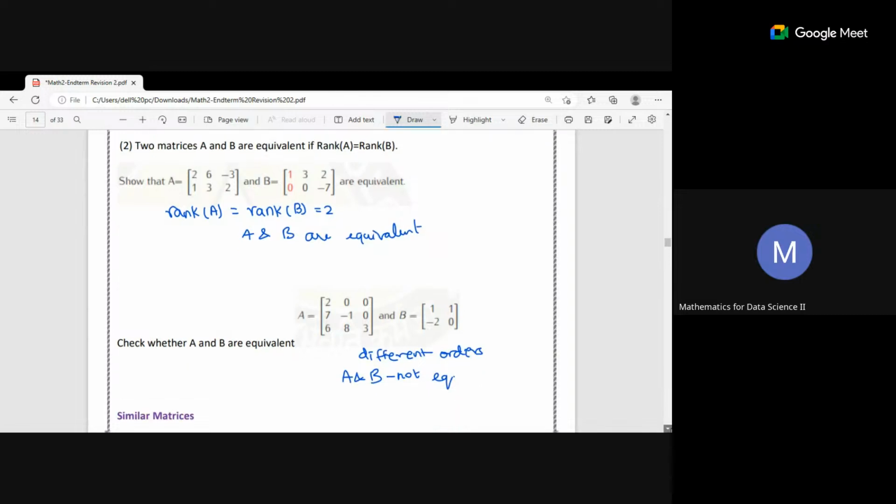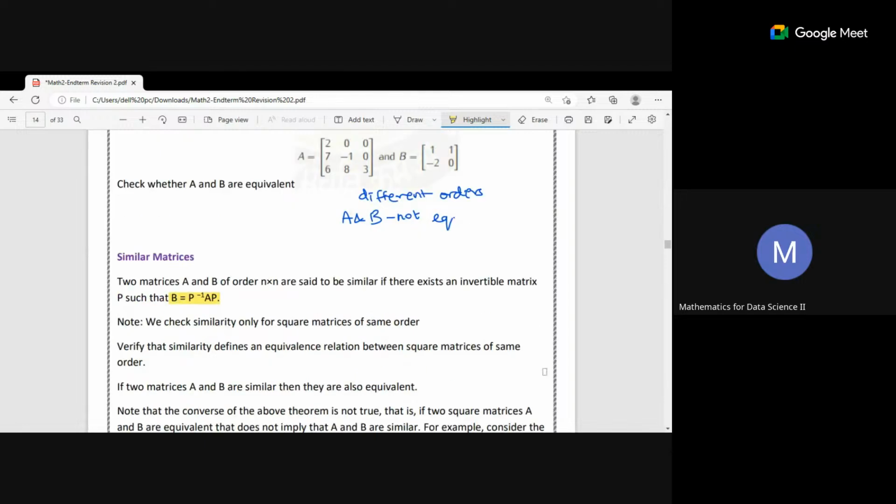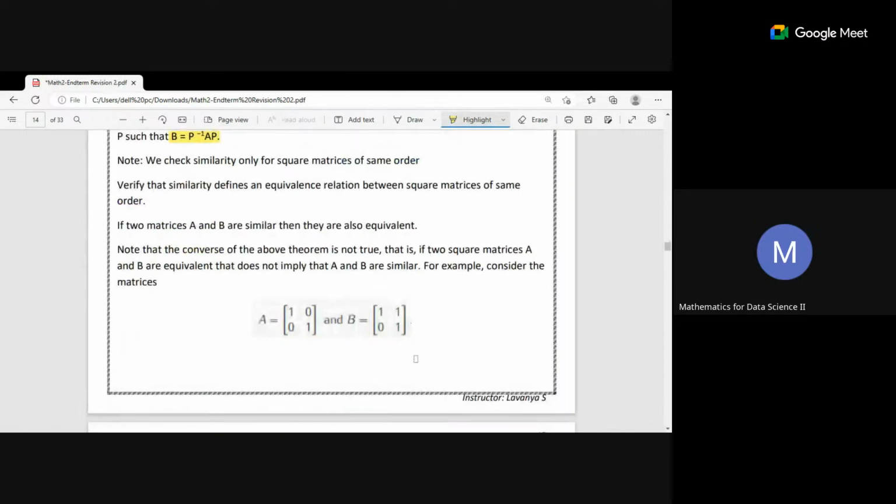Okay. Fine. So for similar matrices, you should have an invertible matrix P such that B is equal to P inverse AP. Remember, similar matrices, you apply this concept only for square matrices. Verify that similarity defines an equivalence relation between square matrices of the same order. This we have already verified. So if two matrices are similar, they are also equivalent. It means B is equal to QAP, where Q is just P inverse.